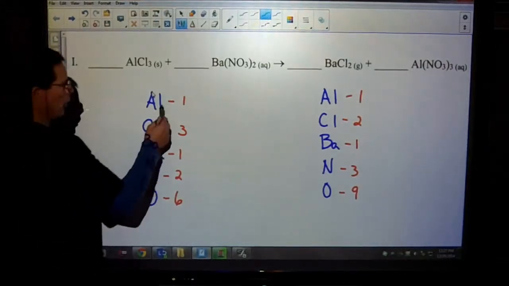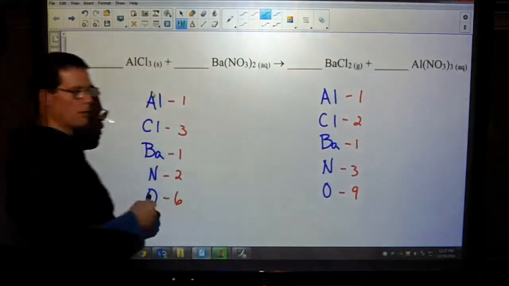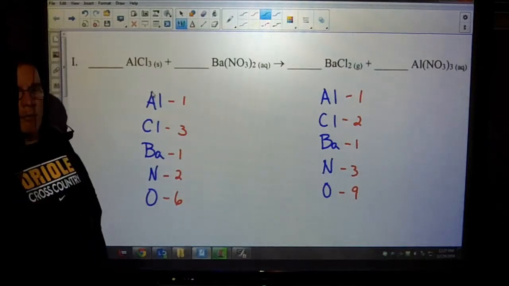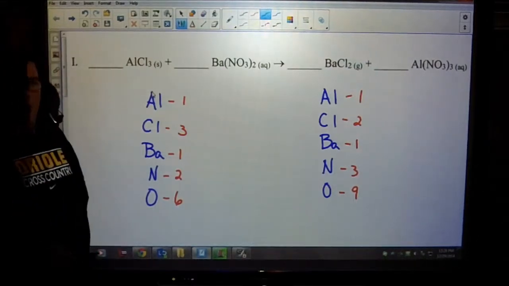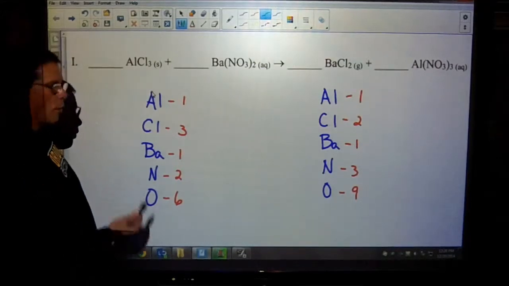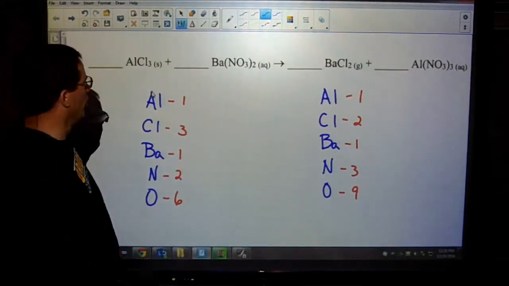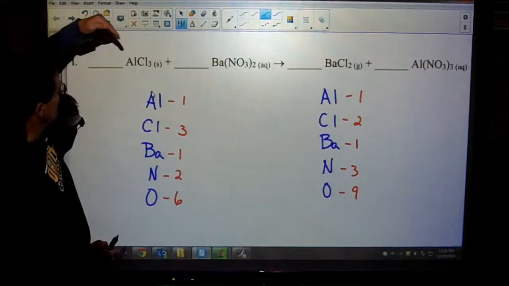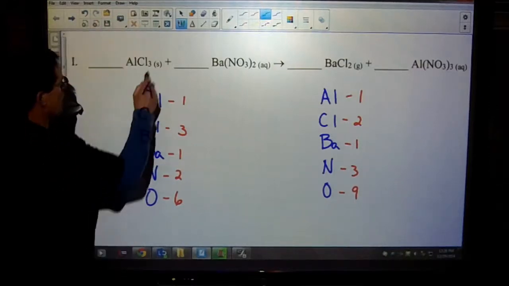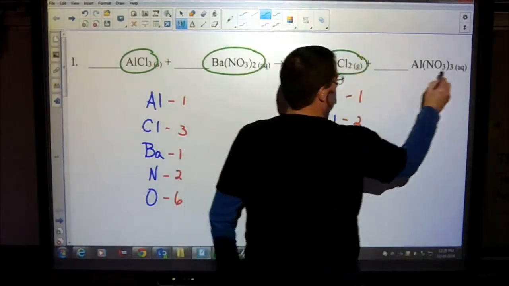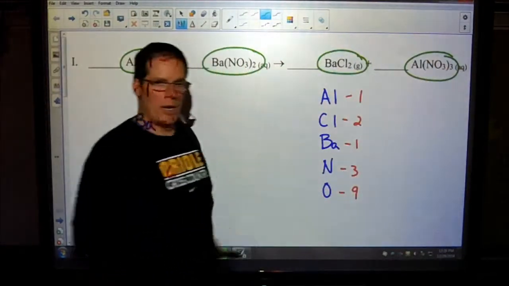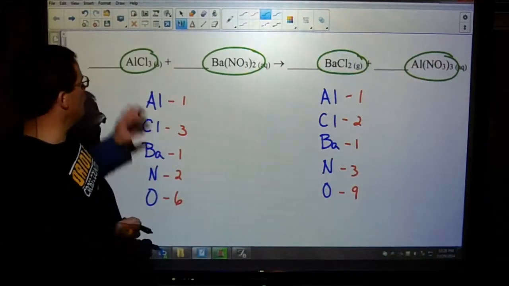First thing, it doesn't matter where you start, aluminum. Make sure you do this in pencil and have a big eraser standing by, because when starting out with balancing these equations, you're going to make some mistakes and you're going to erase. What we never ever want to change are these formulas here. These are locked in. These are your chemical formulas, they're balanced out, they're ready to go. So we never want to change these.